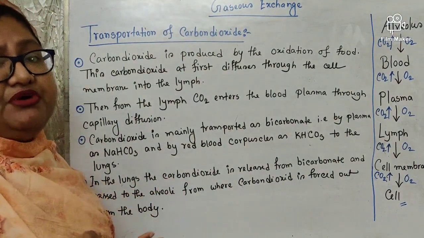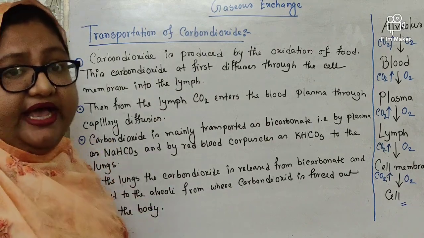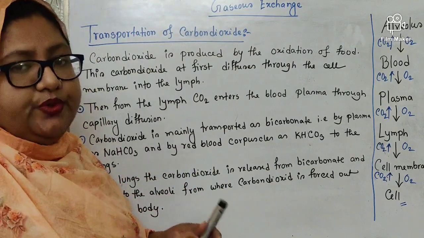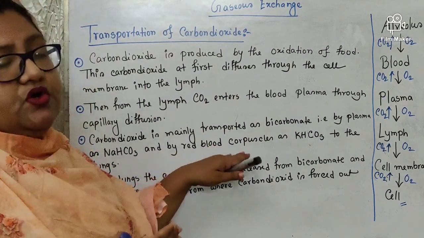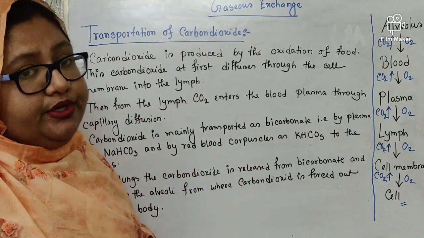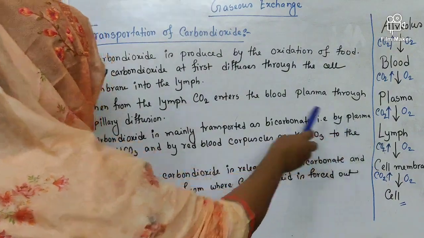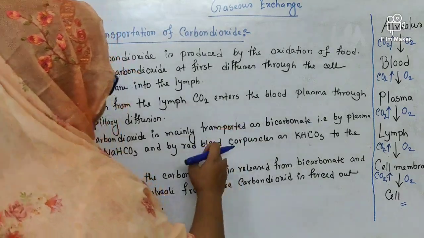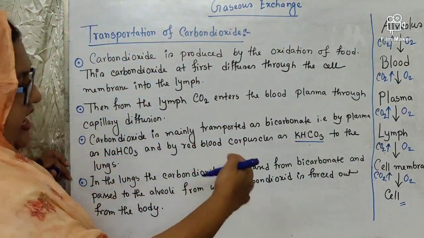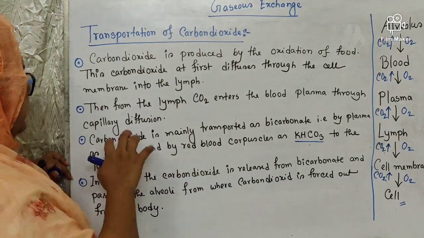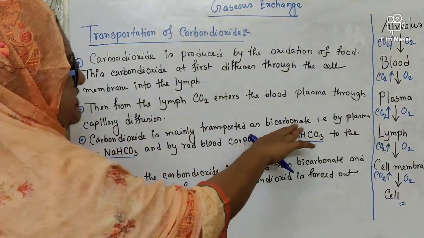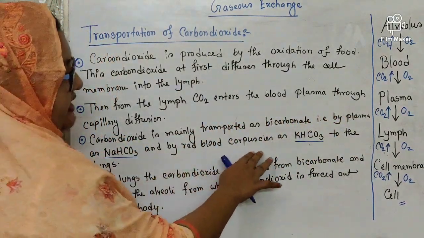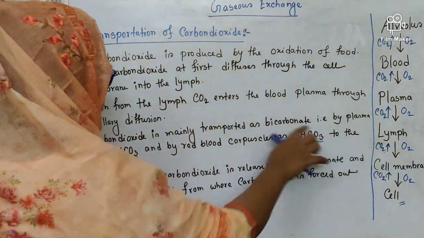Carbon dioxide is mainly transported in two ways, as bicarbonate. With the help of plasma, it will be transported as sodium bicarbonate. With the help of red blood corpuscle, it will be transported as potassium bicarbonate. Okay. So carbon dioxide is mainly transported as bicarbonate, that is by plasma as sodium bicarbonate and by red blood corpuscle as potassium bicarbonate to the lungs.